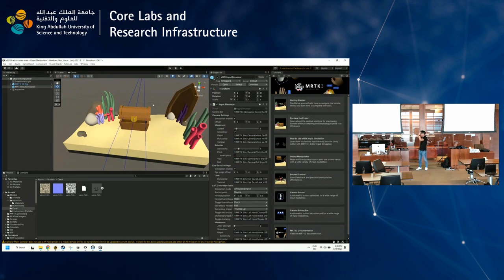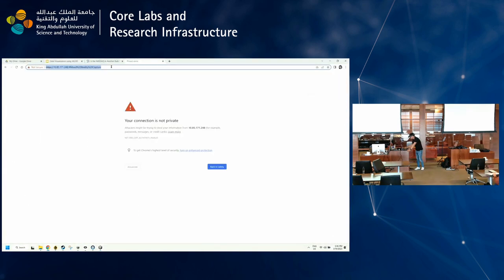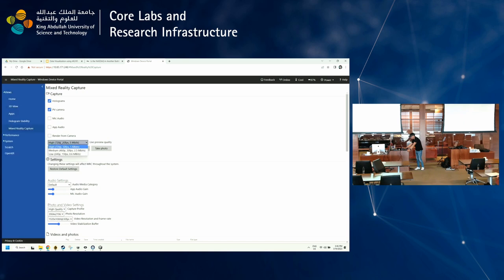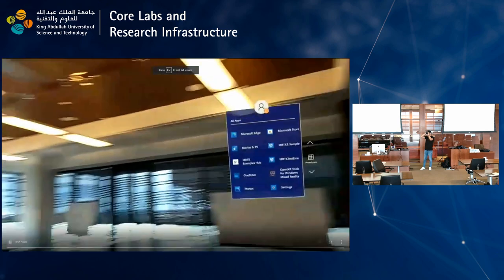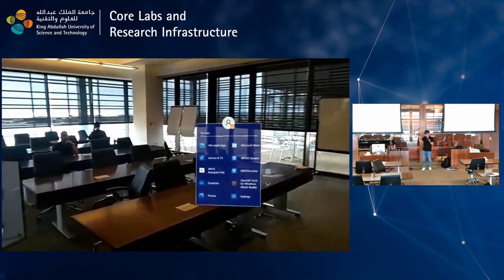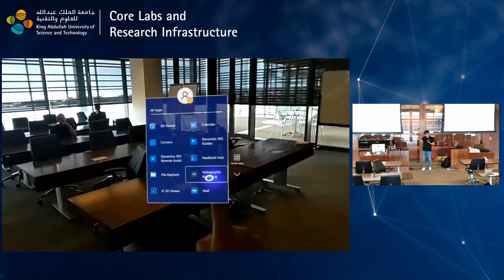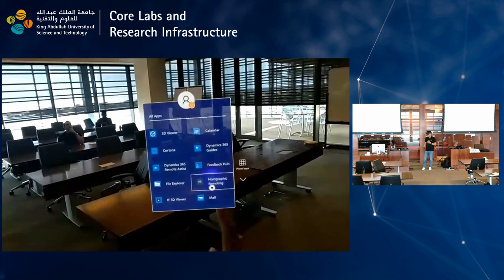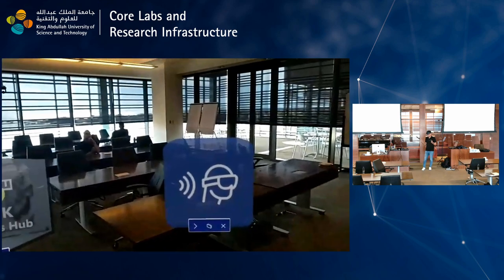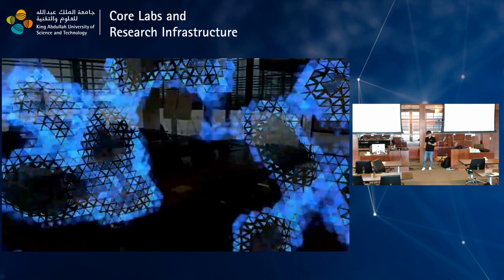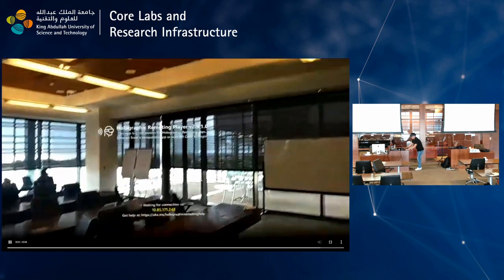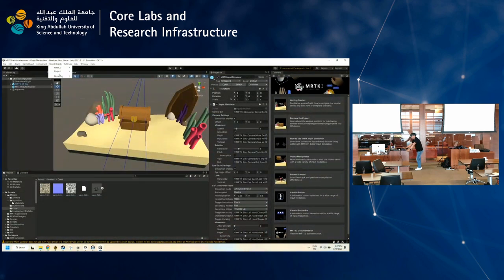So let me just run that now. Okay, let me share what I see. Yeah, that's it, right? I use my finger to interact with the menu. And then there's this app called Holographic Remoting. It's basically like remote desktop. Now it shows me the IP address, and I just connect to it.